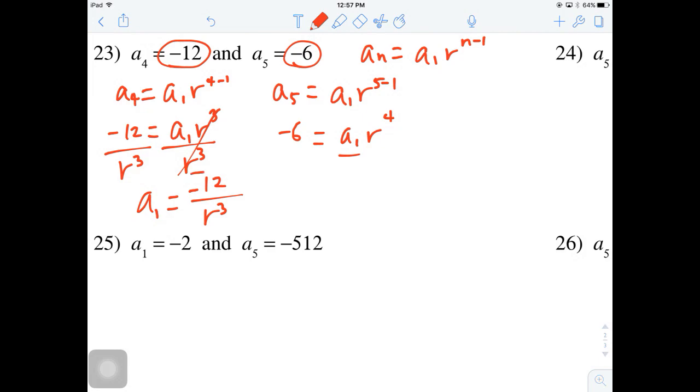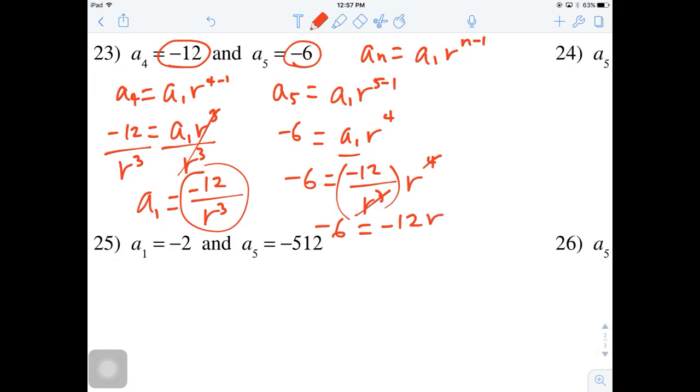So we know a1 is equal to negative 12 over r cubed. So we're going to substitute that into the second equation. So that's a1, and then we have r to the 4th. Notice that the r cubed here can cancel out 3 of the r, so we got r left. So we got negative 6 equals negative 12r. Again, this is 4 minus 3, which is 1 left. So we have 1r left, and that goes on top to multiply with the 12. And to get r by itself, I divide by negative 12, and I'll have r equals 1/2. So the ratio is actually 1/2.